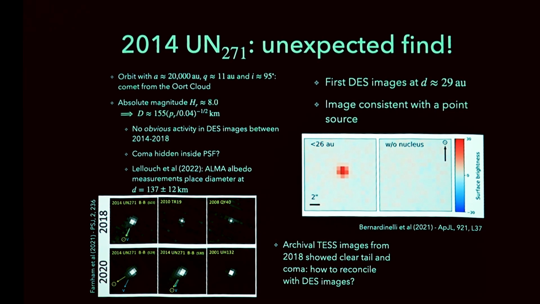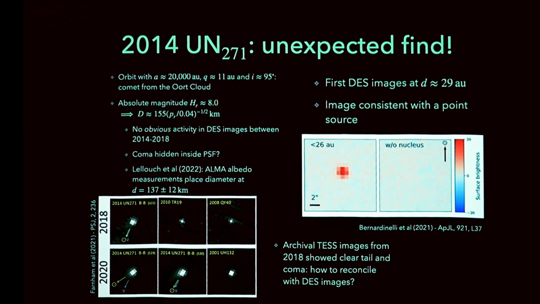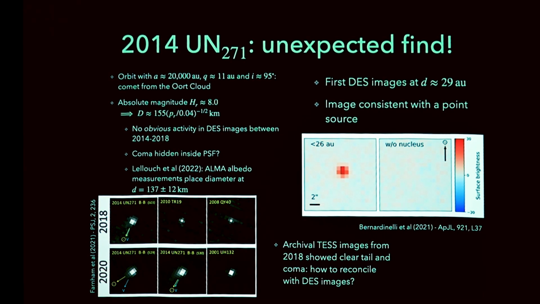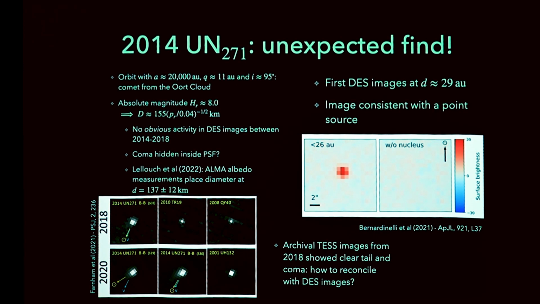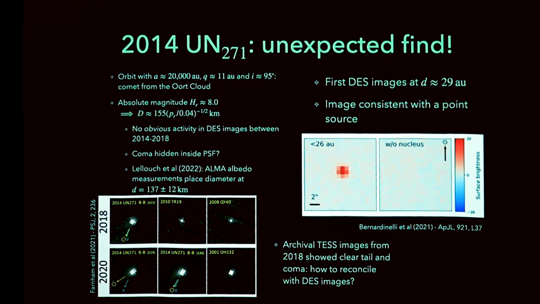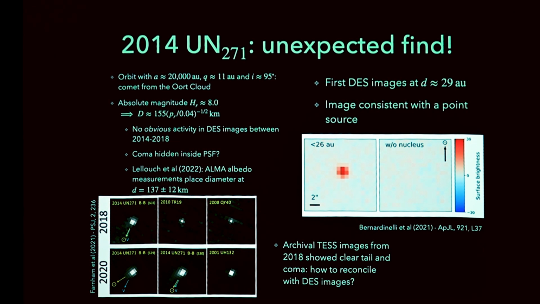It was not so surprising for us because we weren't thinking too hard about this object. And the first DES images that we have of this object are at about 29 AU, and it's very, very consistent with a point source in these images. After we submitted this object to the Minor Planet Center, very quickly, someone else published an analysis using TESS data, and it was very clear that this object was active. Those TESS images are from 2018, basically around the same time as these DES images. So it made it very clear to us that we were missing something. This is obviously a point source. That's obviously an active object. What are we missing here?